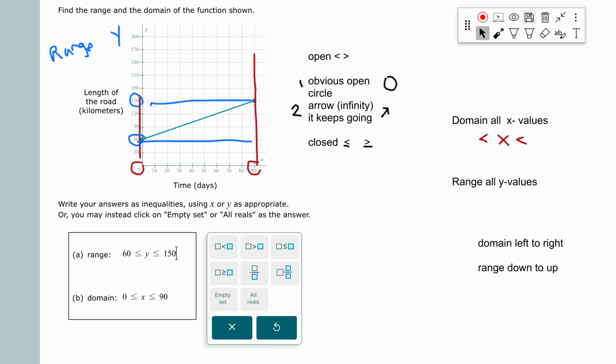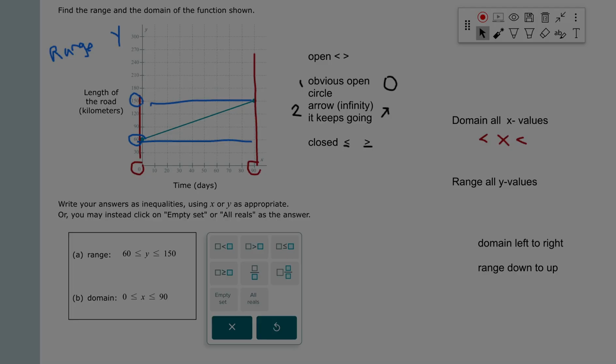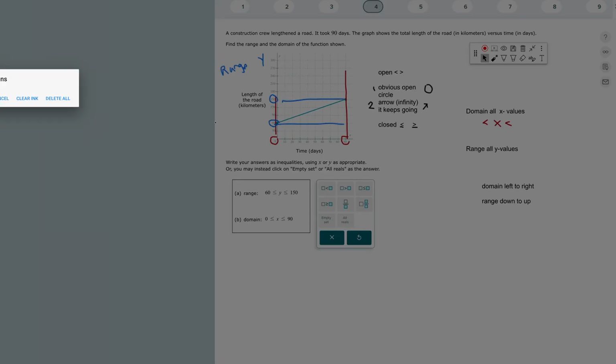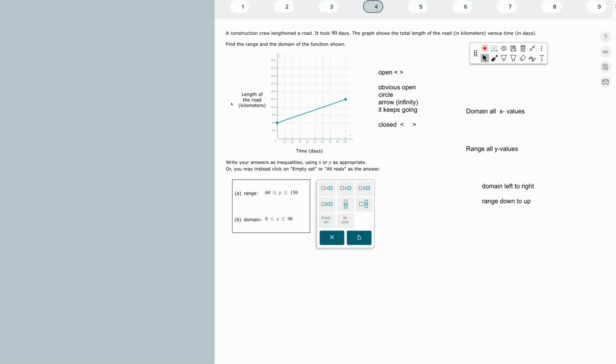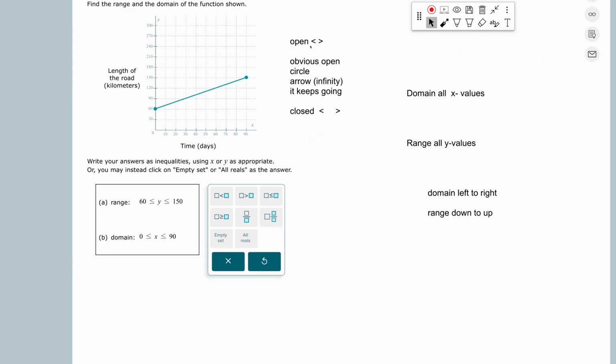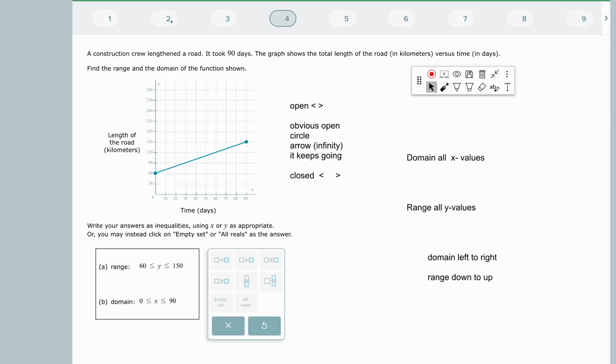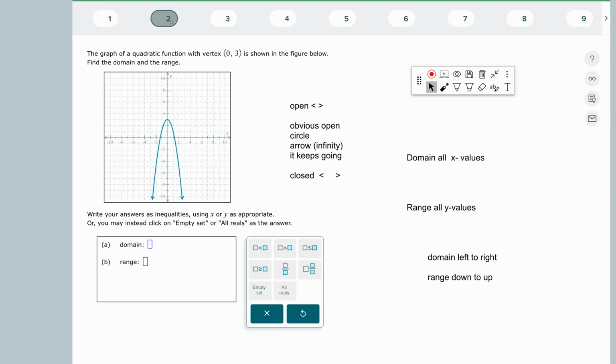Okay. All right, so now I'm going to clear it. Clear ink. Okay, I'm going to go to the next one. Let's go back to some of these. Same information: domain is still all the x values, and range is still all the y values. When it's closed, you have the little bar underneath it. When it's open, it's going to be a big, obvious open circle, or you're going to have some arrows.